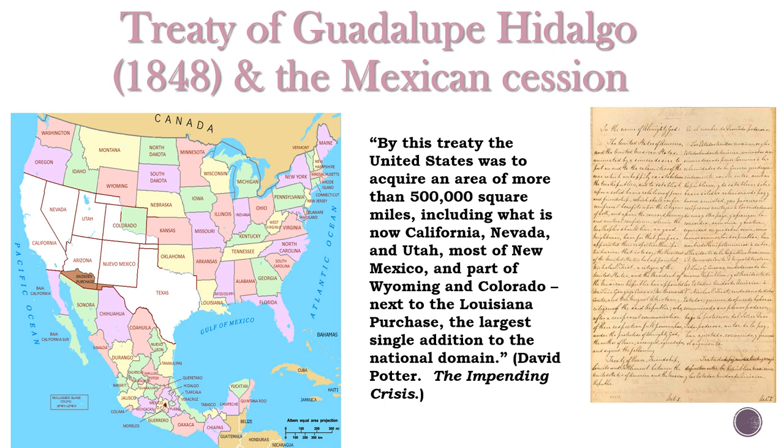By this treaty, says David Potter, writing a classic book partly on this subject, the United States was to acquire an area of more than 500,000 square miles, including what is now California, Nevada, and so on. Next to the Louisiana Purchase, which happened in the early 19th century, about 40 to 50 years before this, the largest single addition to the national domain. So the Louisiana Purchase in 1803, 1804, and the Treaty of Guadalupe Hidalgo and the Mexican Cession coming in 1848, both huge territorial expansions.